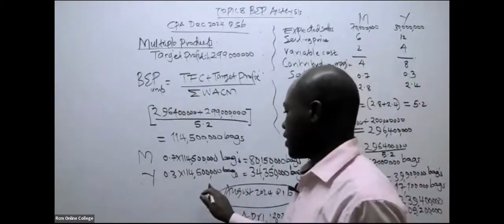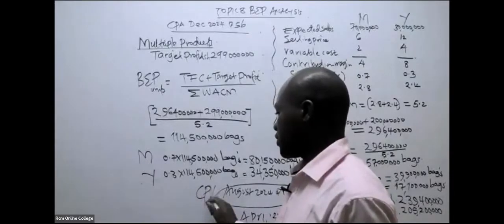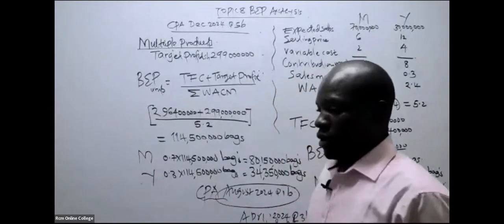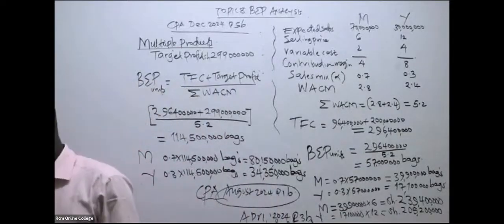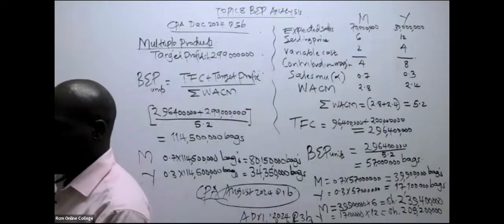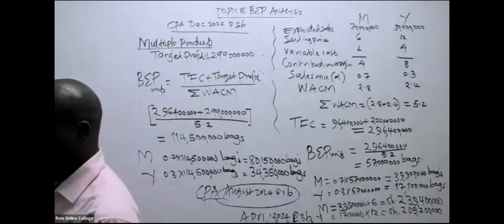CPA. So we'll have the break. 5 minutes break. When we get back, we move very fast and look at the limiting factor analysis. So our break starts right now.